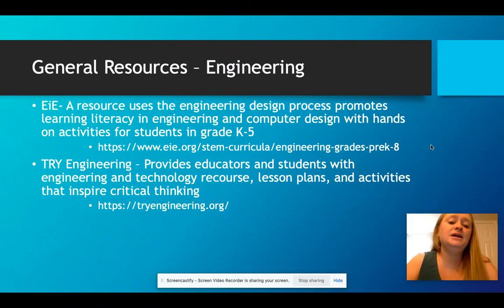Next is EIE. It's a resource that uses the engineering design process, promotes learning, literacy, and engineering, and computer design with hands-on activities for students in K-5. And lastly, Try Engineering. It provides educators and students with engineering and technology resources, lesson plans, and activities that inspire critical thinking.